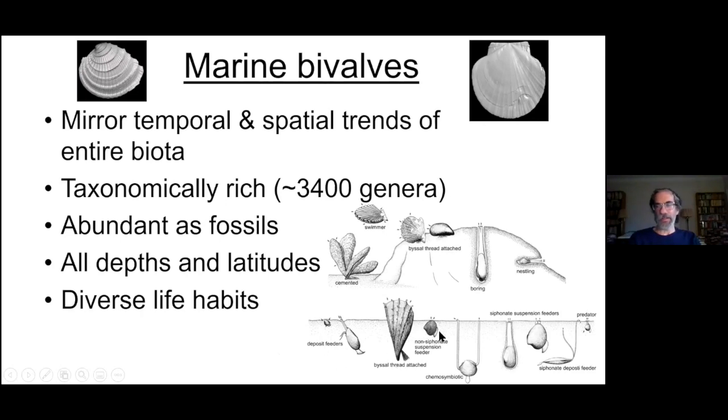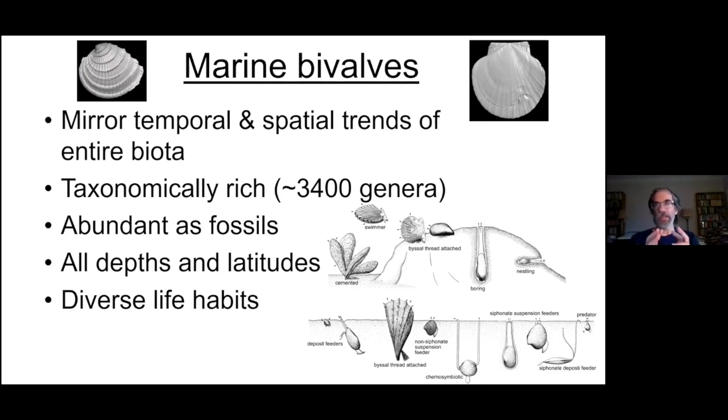They can feed on many things. They can feed on detritus, these so-called deposit feeders. They can feed on phytoplankton, the so-called suspension feeders. Some of them actually have symbiotic bacteria living in their bodies. They can actually work directly from redox gradients that they live on. And some of them are even predators, which is actually very impressive for an animal that doesn't even have a head. So they do a lot of really interesting things in terms of modes of life.